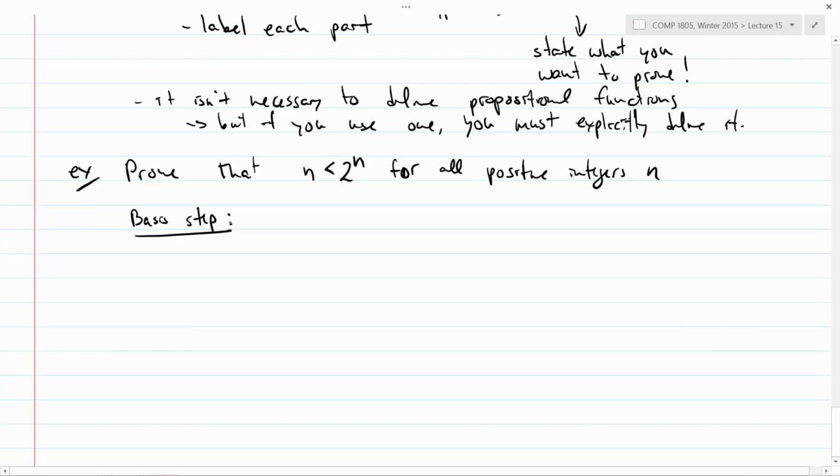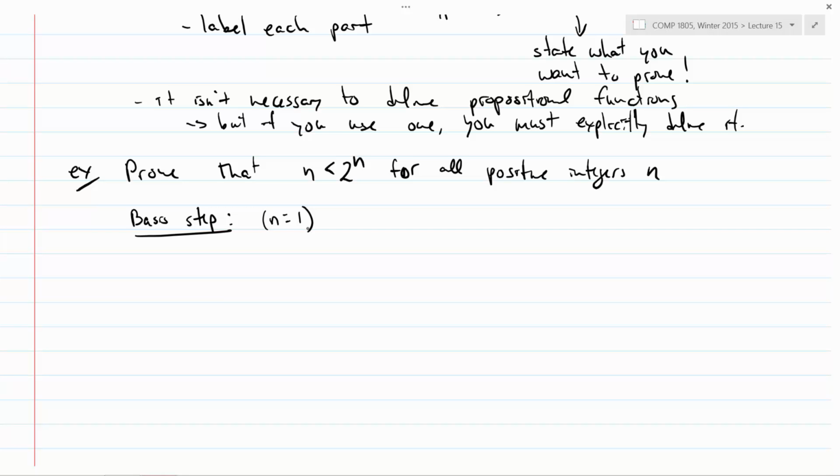So in our basis step, we need to prove that it's true for the smallest value of n to which the claim applies. So what's the smallest value of n to which the claim applies? Yeah, n equals 1. The claim is that that inequality is true for all positive integers n. So what's the smallest positive integer? It's 1. It's not 0 because 0 is neither positive nor negative.